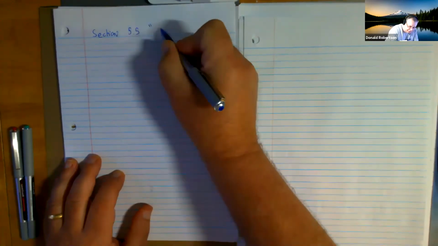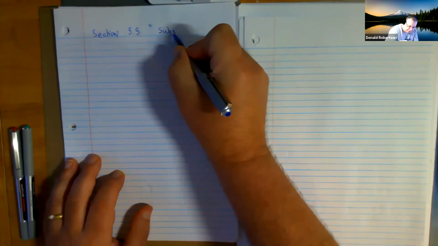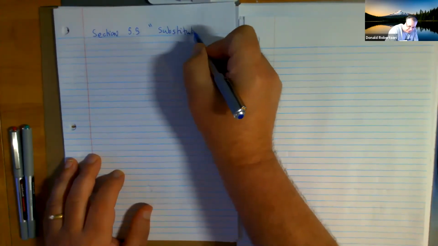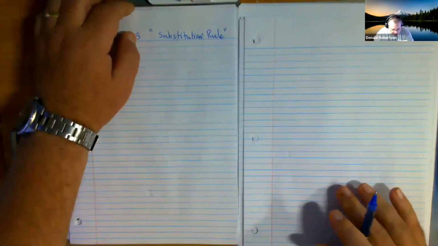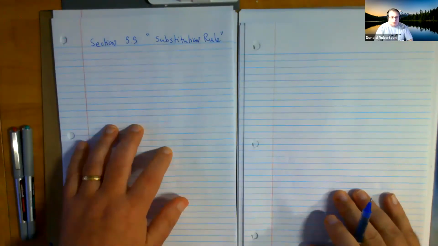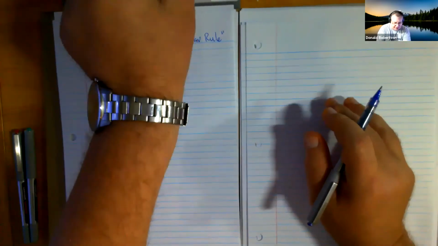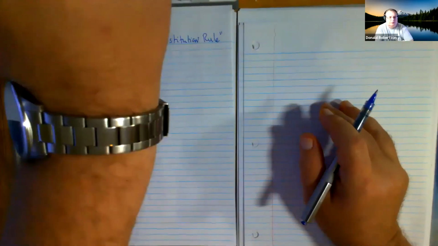We are going to do today and tomorrow the last section from chapter 5. Try to find its number here. 5.5. And it's called the substitution rule. It's a biggie.